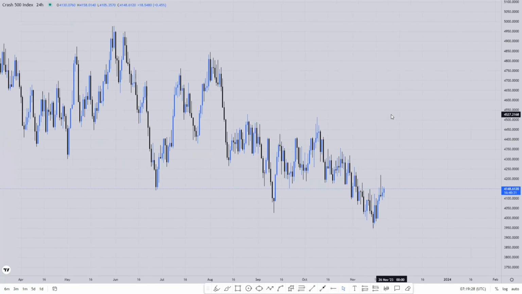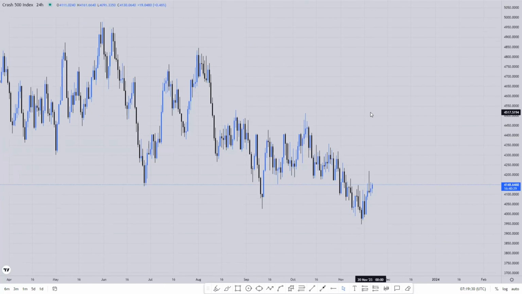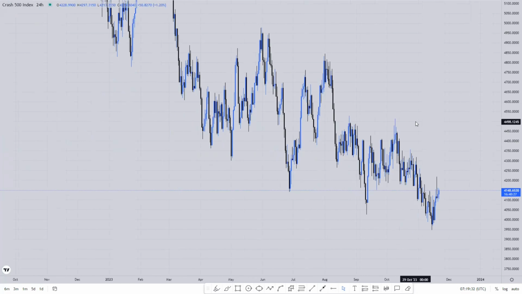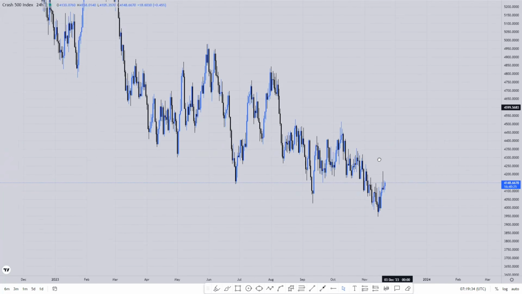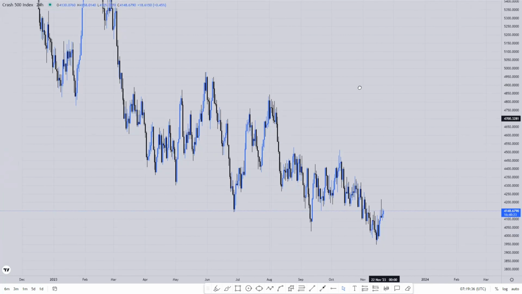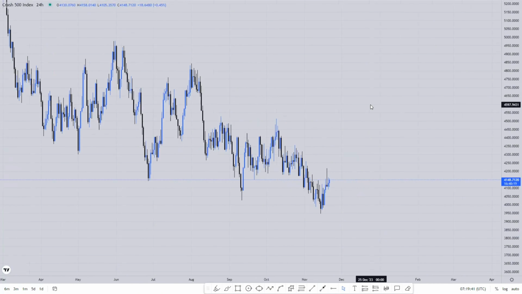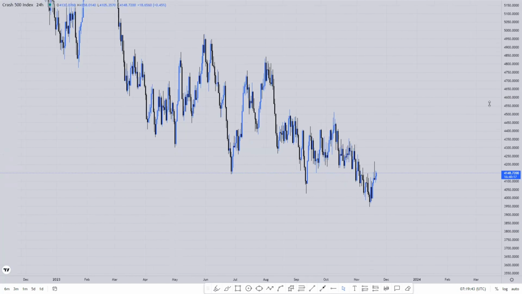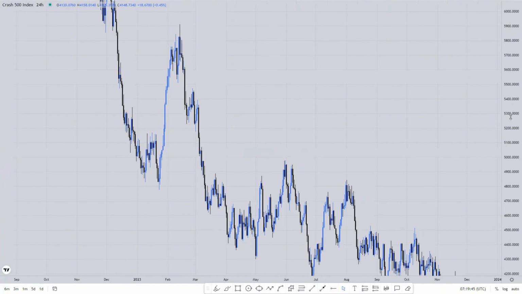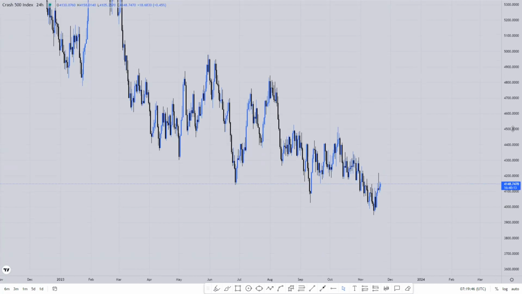So I want to break down Crash 500 so that you see the opportunities that I'm looking forward to in Crash 500 for this week, and I can also say for the rest of this November as we're getting into December. So always start from the daily. That's where you can get an overall picture of what's going on.